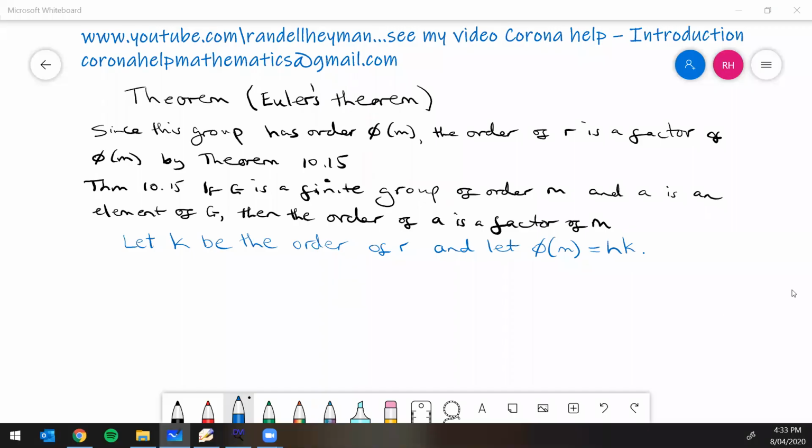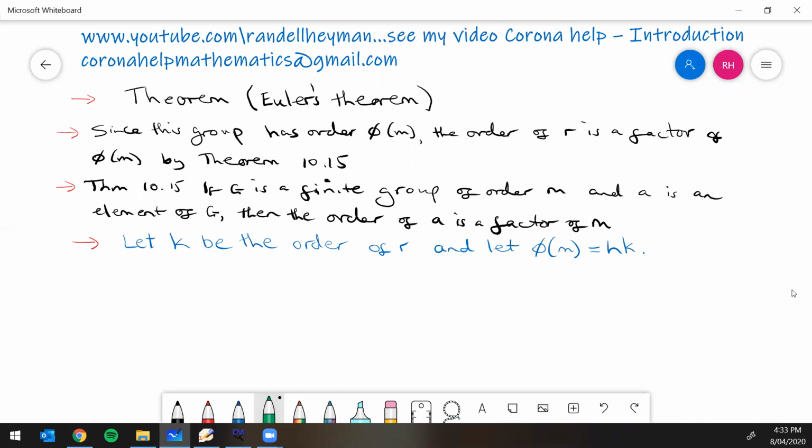Okay, so you can see here we've got Euler's theorem. That's what we're about. This is the sentence that we had in the last video. And this was the theorem that it referred to. But this video concerns the next sentence, which is this: let K be the order of R and let phi of M equal H times K. So it's not terribly much to say here. It's just a little bit confusing.